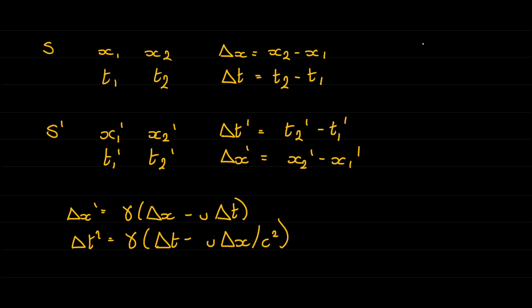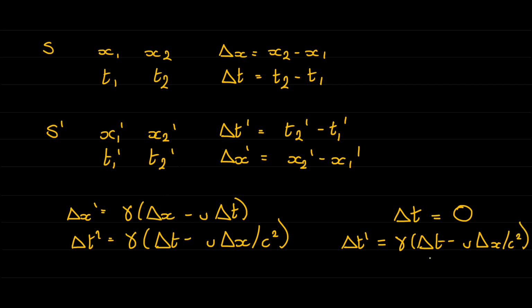Now let's suppose that observer S says the two events are simultaneous. So that's the same as saying that t1 is equal to t2, or that delta t, the difference between t1 and t2, is 0. So what does the observer in S prime say? Well, the observer in S prime says that delta t prime is given by gamma into delta t minus u delta x over c squared. Well, delta t is 0, so that's just minus gamma u delta x over c squared.